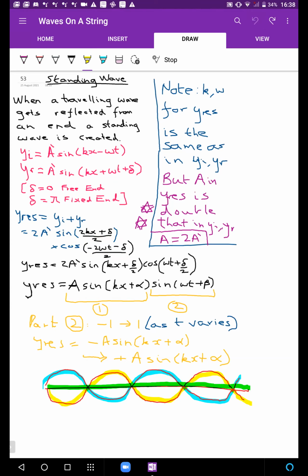Resultant amplitude that you get when combining two traveling waves is two standing waves at the same frequency. The resultant amplitude is basically 2a dash sine kx plus delta by 2 and cos omega t plus delta by 2. So that's the resultant wave equation. The resultant amplitude, mind you, is twice of that of the incident and the reflected amplitudes.